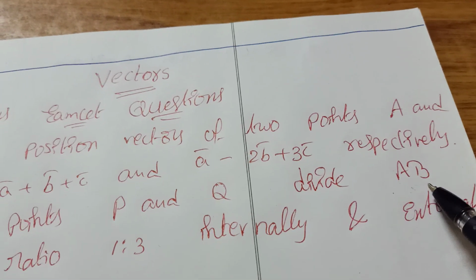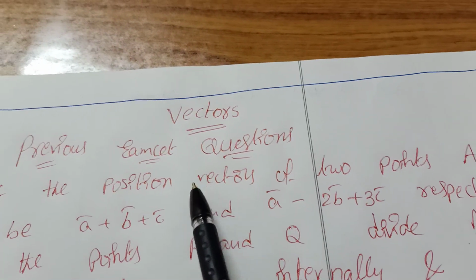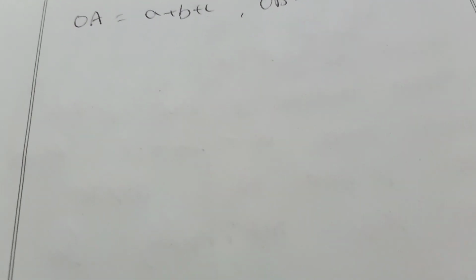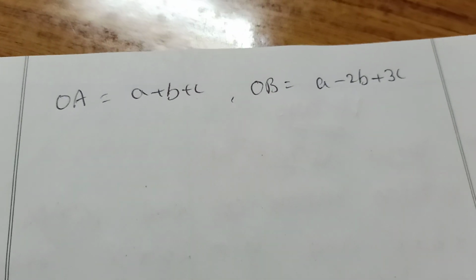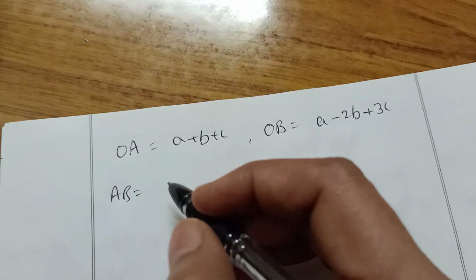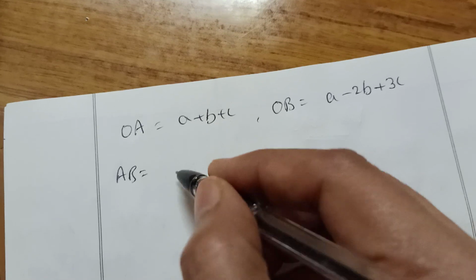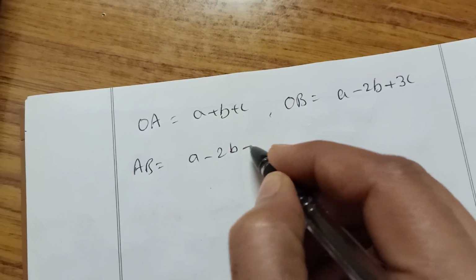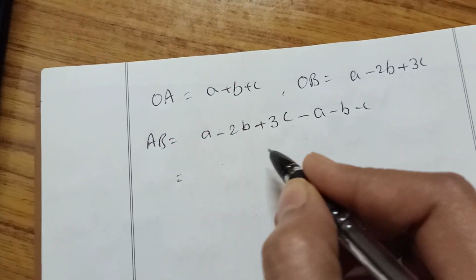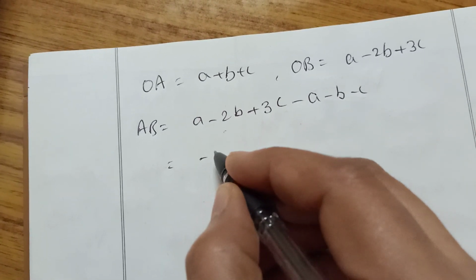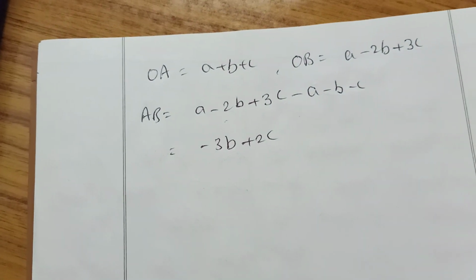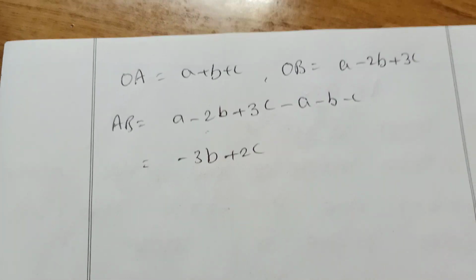First you should find AB. OA is given and OB is given, so AB is OB minus OA. Writing directly: a minus 2b plus 3c minus a minus b minus c. The a cancels, minus 2b minus b is minus 3b, and 3c minus c is plus 2c. So AB is minus 3b plus 2c.